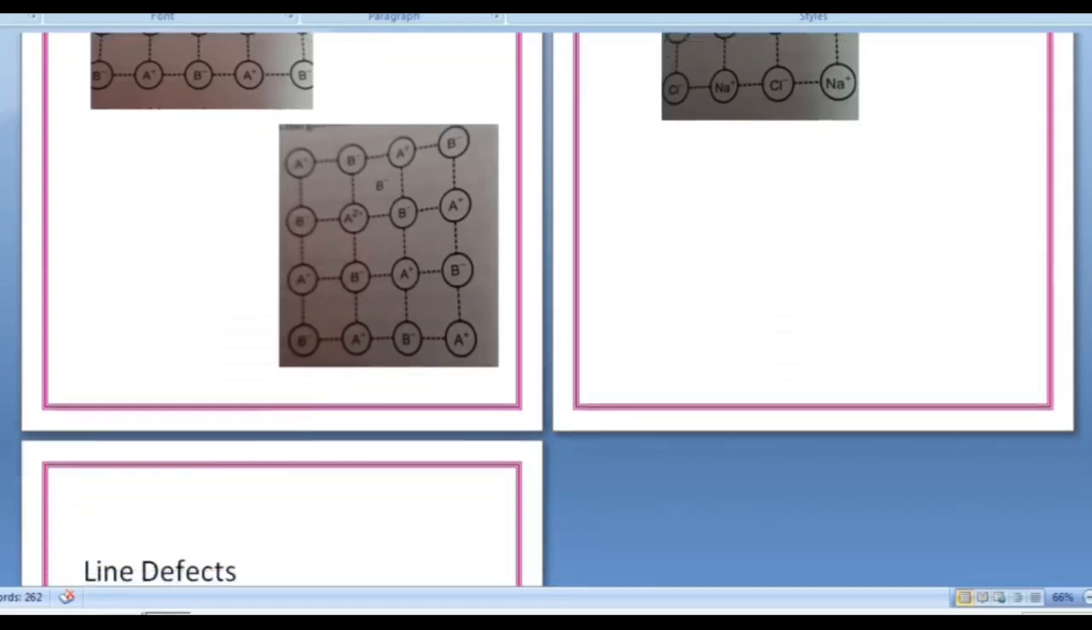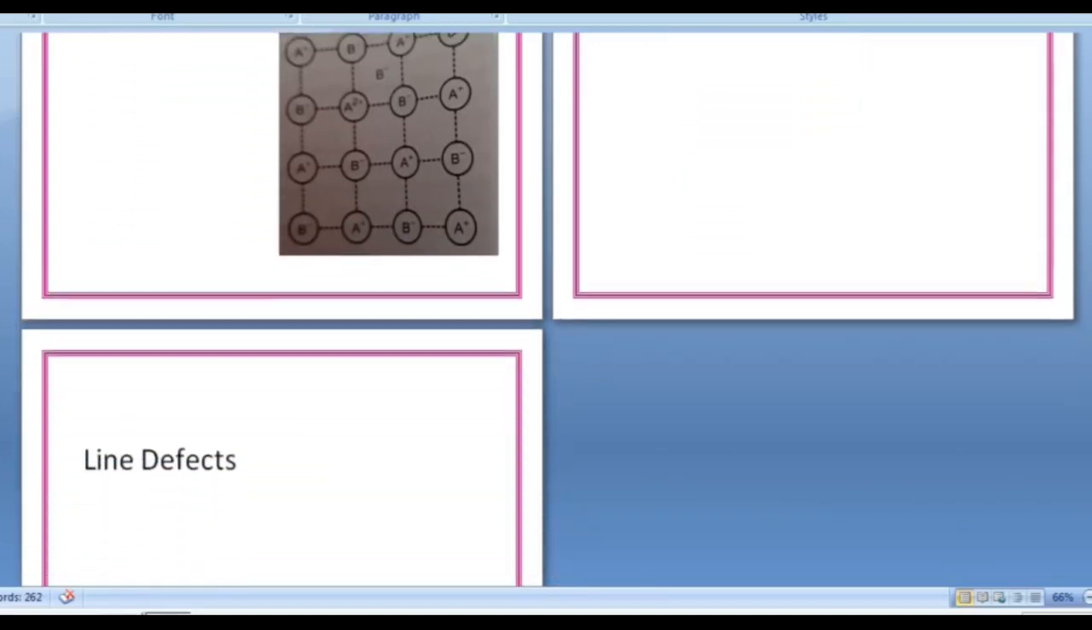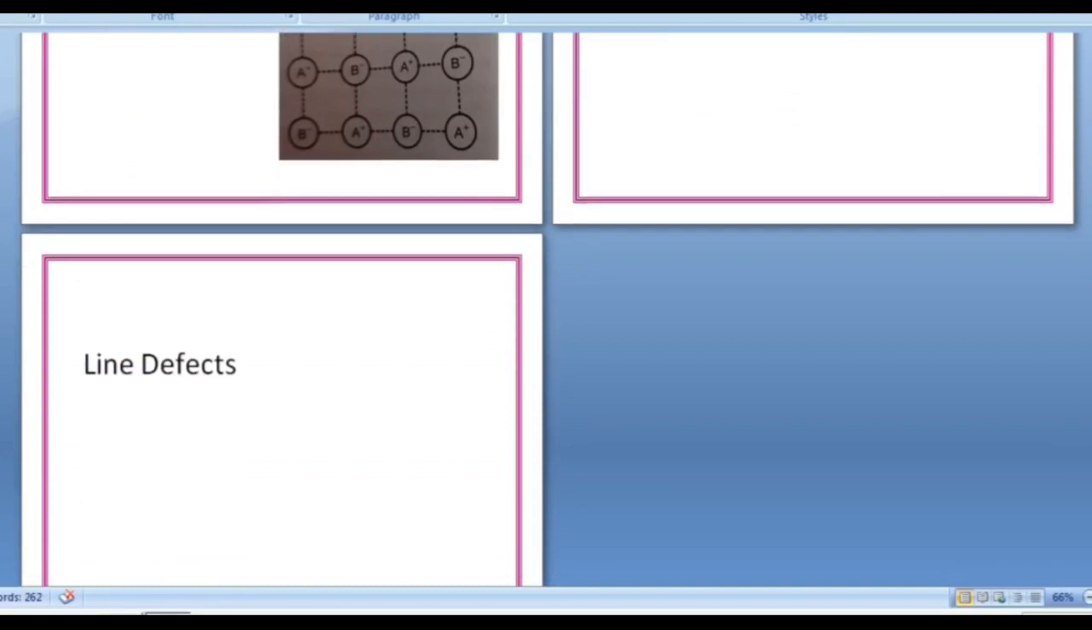These were the types of point defects. Now the second category is line defect. Line defects arise due to deviation from the ideal arrangement in an entire row of lattice points. When the rows are not in an orderly manner, then such a defect in the crystal is known as line defect.